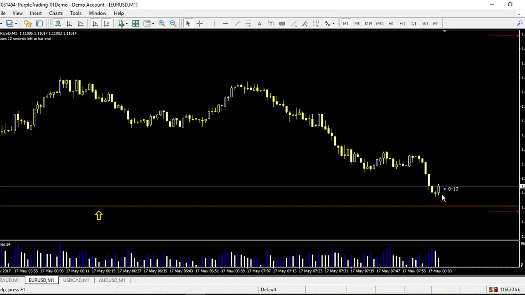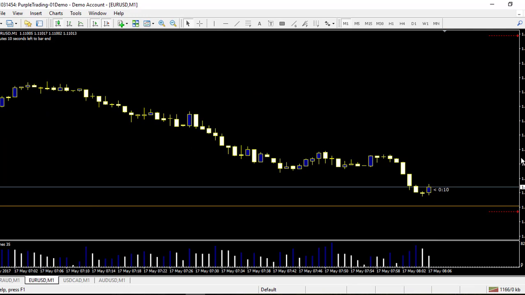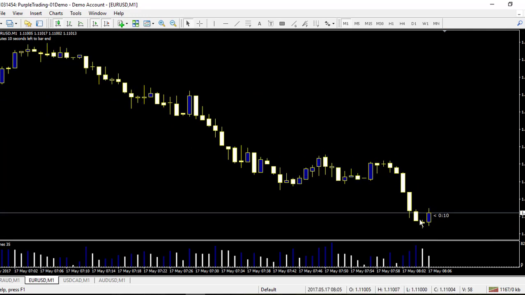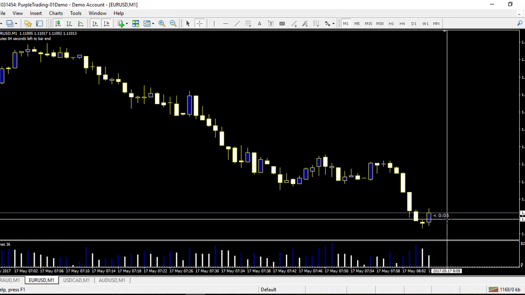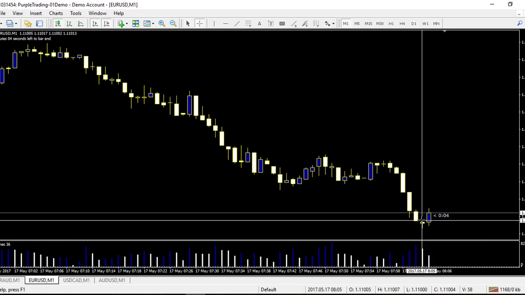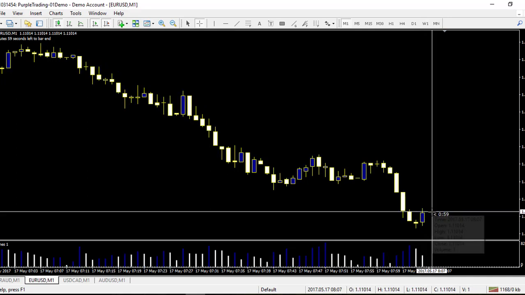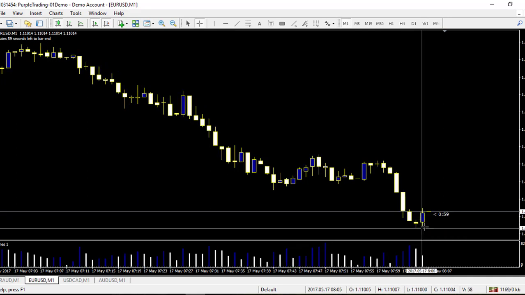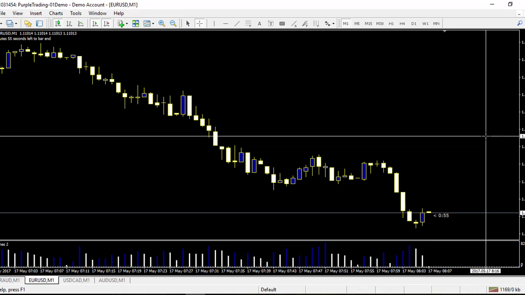Yeah, this is a good sign of rejection here. You see a little doji, very narrow body, wicks up and down, and the blue candle breaks the higher point of the previous doji, and it will close there. So it will mean for 10 minutes we have a good chance that the price will continue to go up.